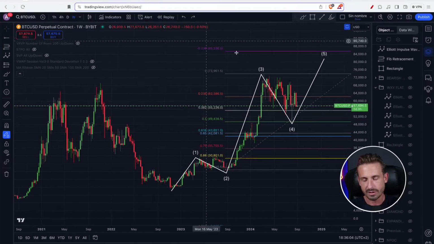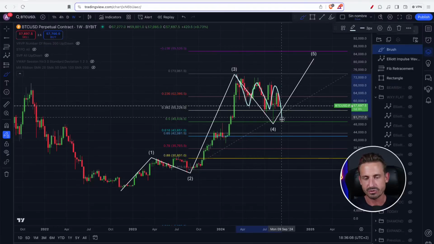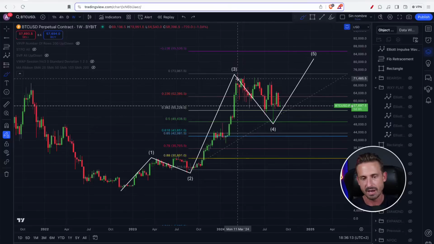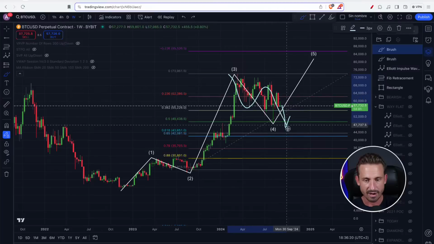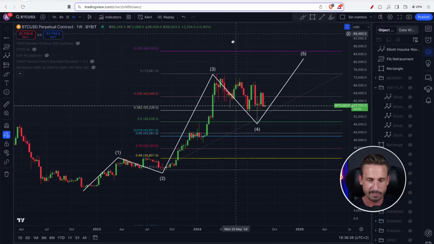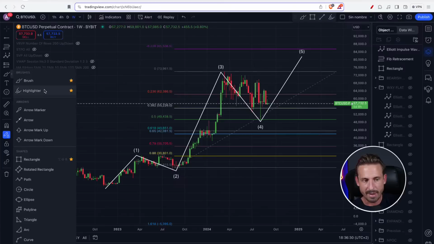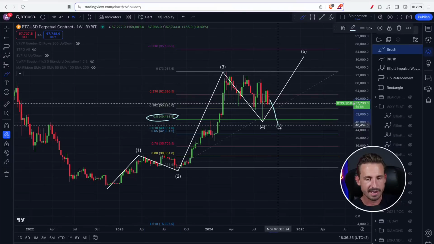Of course, there are multiple different corrective structures here that you can count in WXY, ABC, and you can get extremely complex. There's still a bullish count if you were to claim those lows based on a WXY structure here. But we're not going to go down the rabbit hole. We're going to keep it a little bit more simple. I would not be bearish if we come down to sub $49,000. I do see the possibility of the low being bought back up again.